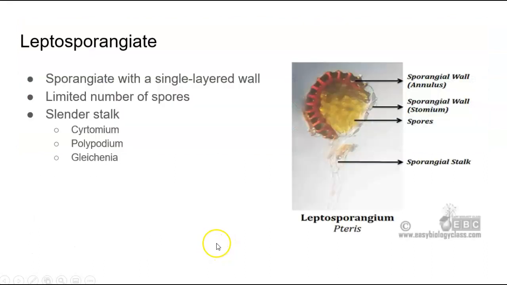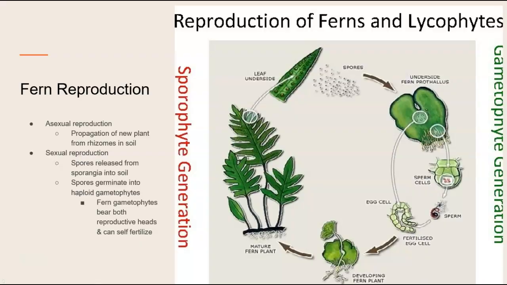And the other type is going to be called leptosporangiate. This is going to have a single layered wall around it, so it's not going to be very thick. It's going to have a limited number of spores, and it is going to have a slender stalk. And there's different examples of leptosporangiate in your lab manual that you could look at.